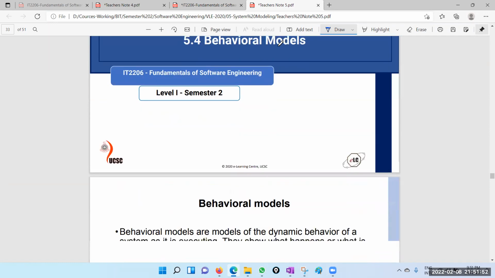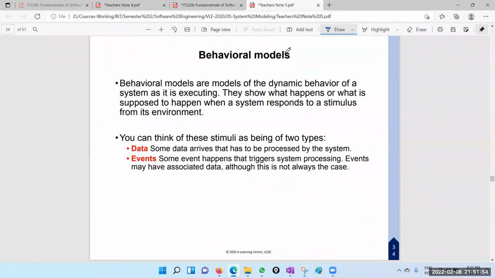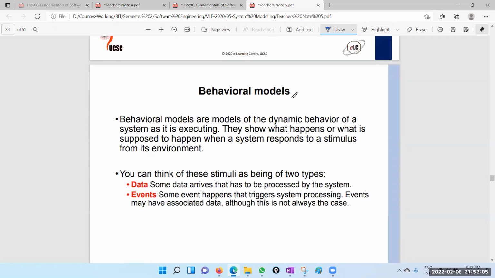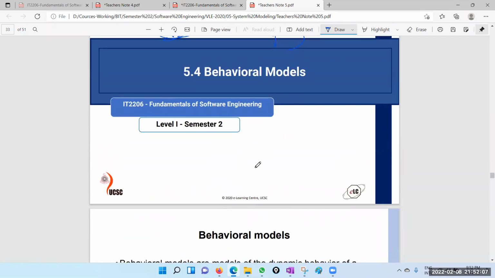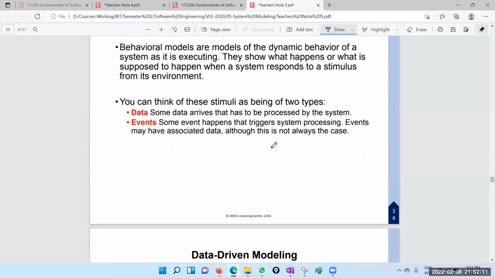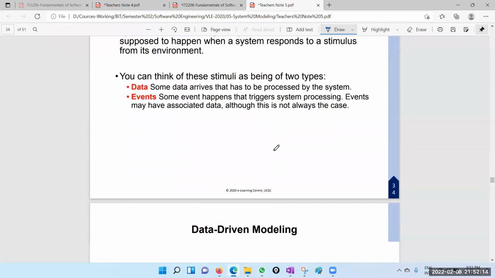Right. So behavioral diagrams or behavioral models. We already discussed some of the behavioral diagrams, like activity diagrams. I don't know why they have mentioned it again. A state diagram is also behavioral.